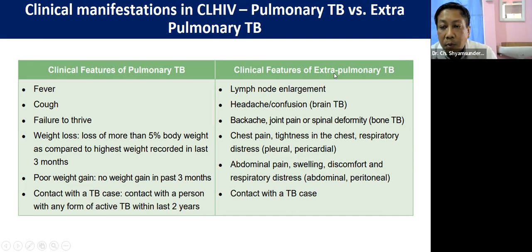For extrapulmonary tuberculosis: lymph node enlargement anywhere; headache or confusion, which may give rise to suspicion of neurotuberculosis; backache, joint pain, spinal deformity for bony tuberculosis; chest pain, tightness in the chest, respiratory distress, which may point to pericardial or pleural disease; abdominal pain, swelling, discomfort for abdominal and peritoneal tuberculosis; and a history of contact with a known case of tuberculosis. So these are the clinical features for extrapulmonary tuberculosis, and we have to keep our suspicion.